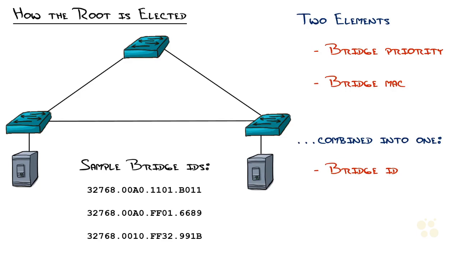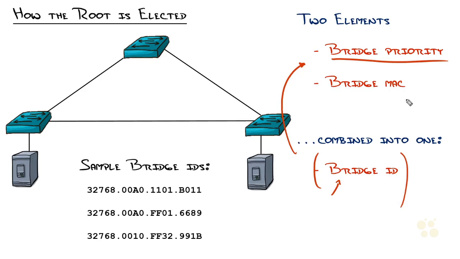So out of the box, we know that a root bridge will be elected. How does that happen? Well, the rule says the switch with the lowest bridge ID will become the root bridge. Okay, what's the bridge ID? Well, it's these two puzzle pieces combined into one.